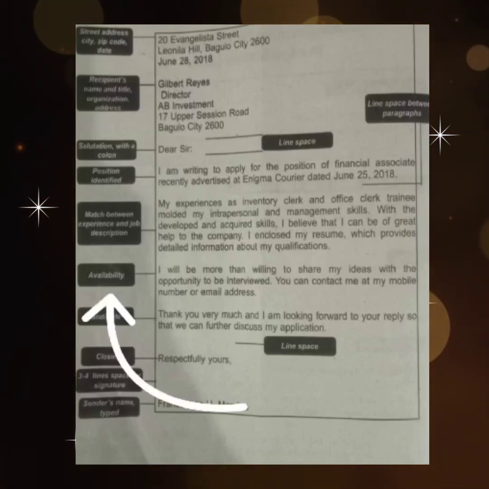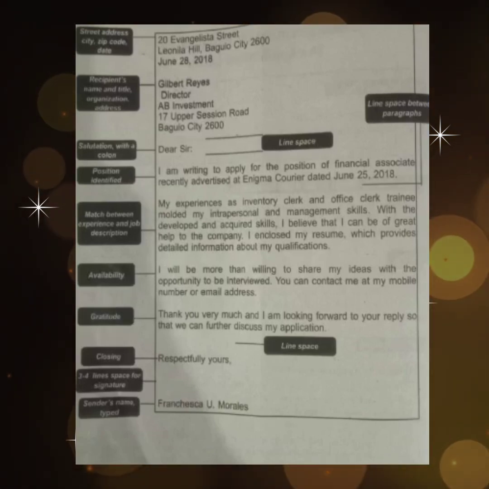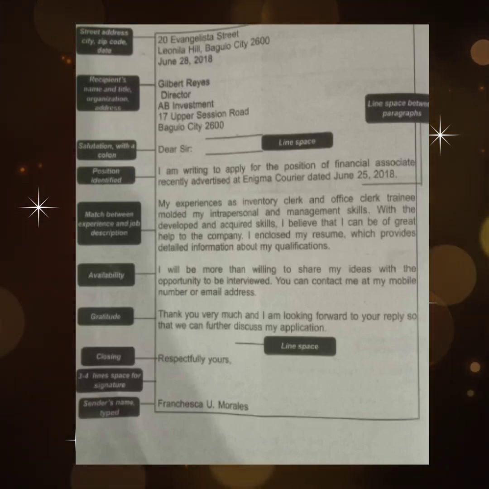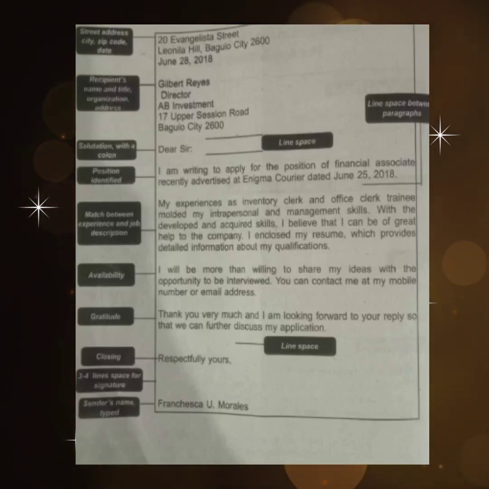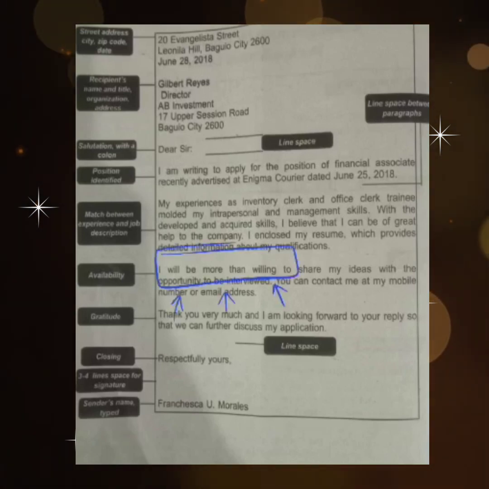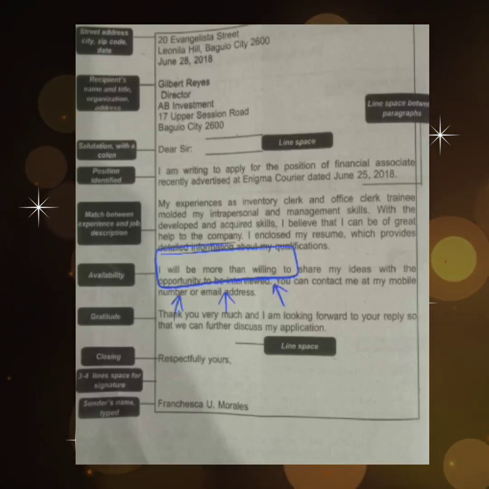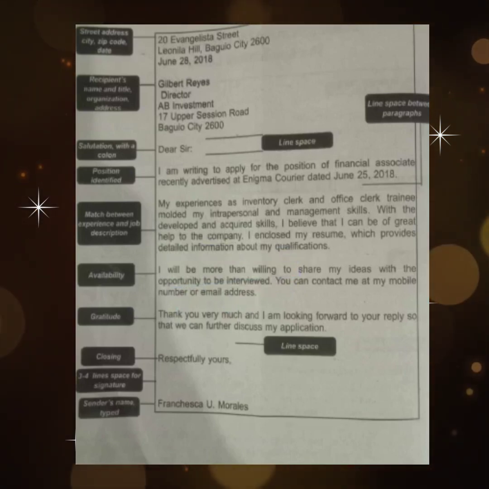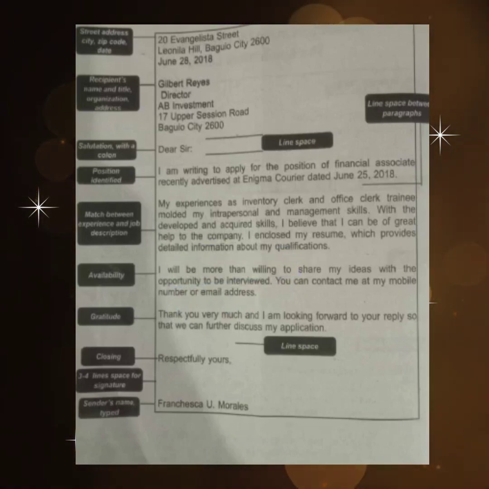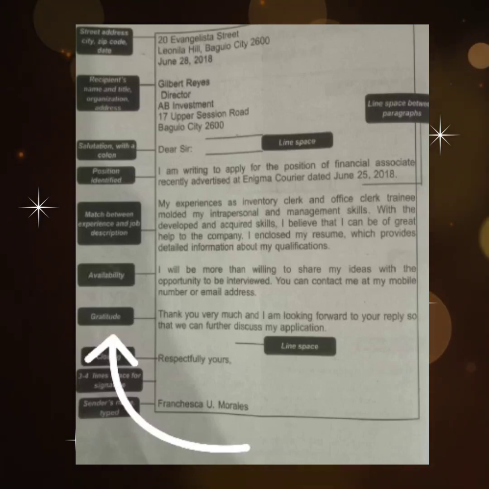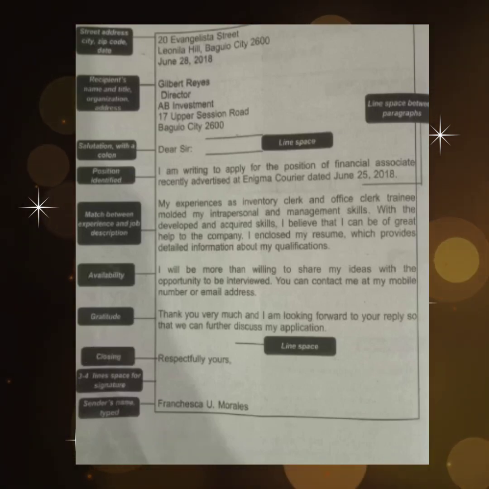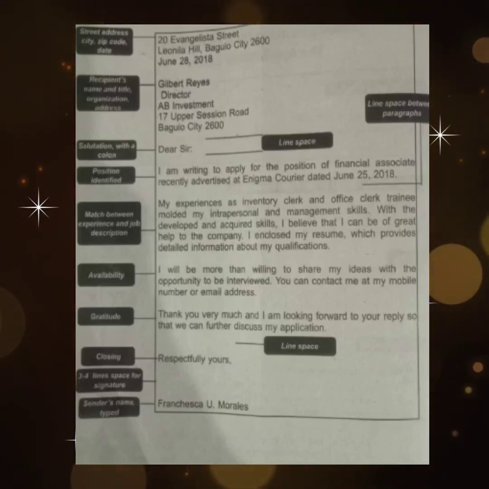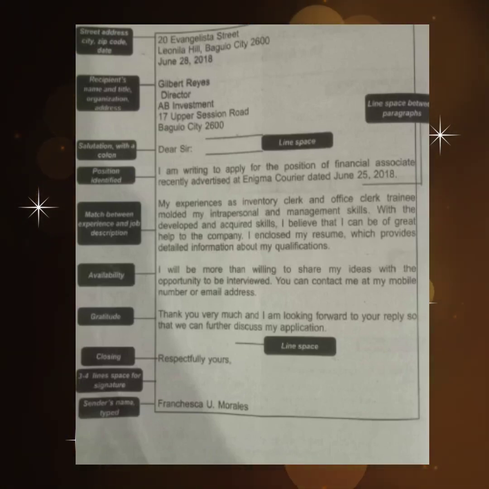Next is availability. This paragraph expresses your willingness to be interviewed and provides your contact information. As you can see, the example is, I will be more than willing to share my ideas with the opportunity to be interviewed. Then you can contact me. Next is gratitude. This paragraph expresses your gratitude for the opportunity and your anticipation of a reply. You can see the example.